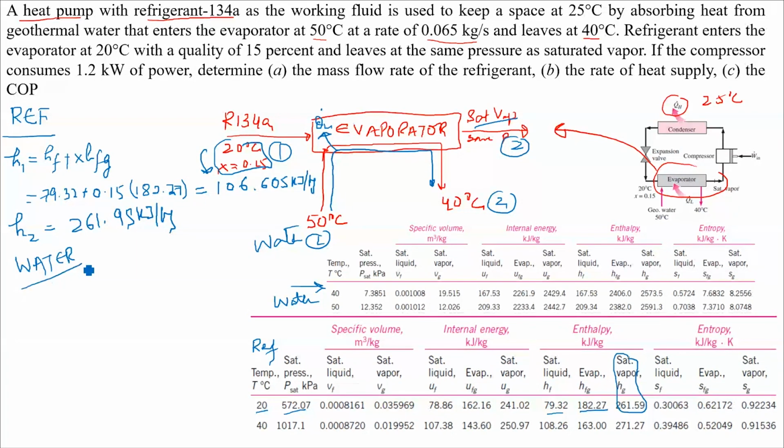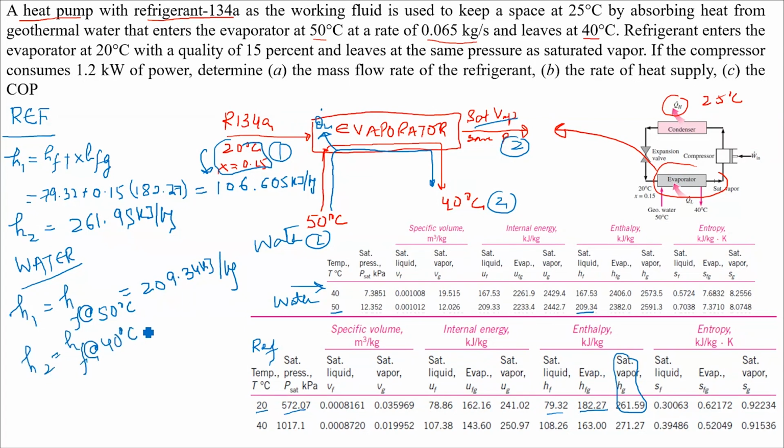The second part is for the water. For water, it is entering as liquid and coming out as liquid. The first enthalpy H1 would be HF at 50 degrees centigrade, which is 209.34 kilojoules per kg, and H2 would be 167.53 kilojoules per kg. Now, this is known to you.